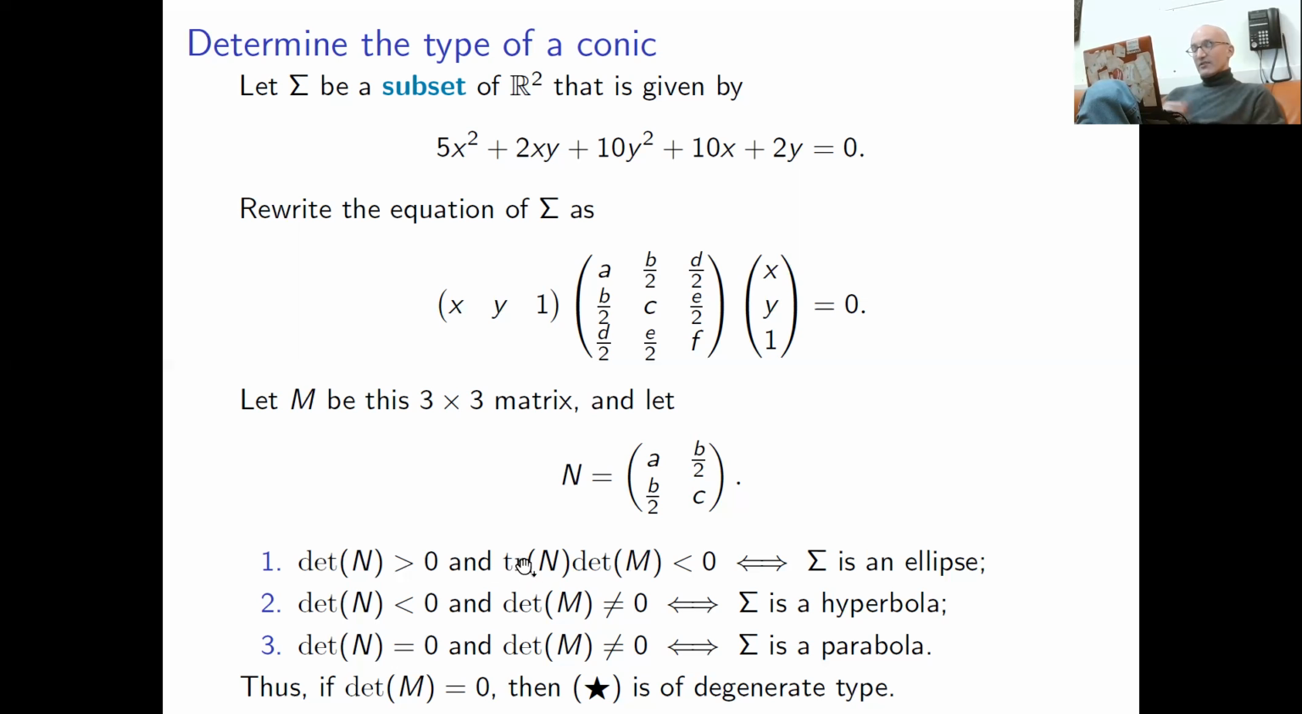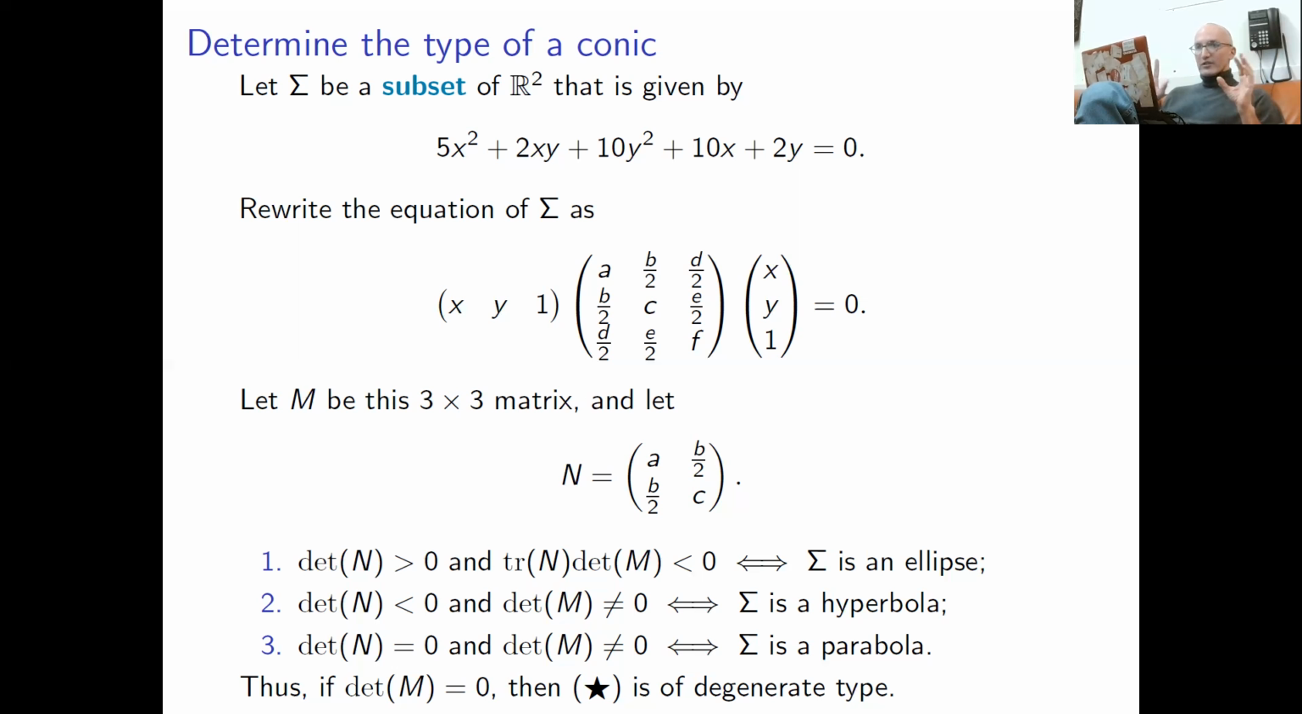So if the trace of matrix N times the determinant of M is negative, it basically means that the signs of the eigenvalues of N and the sign of the determinant of M are different. Then this is an ellipse, and the determinant of N is positive.